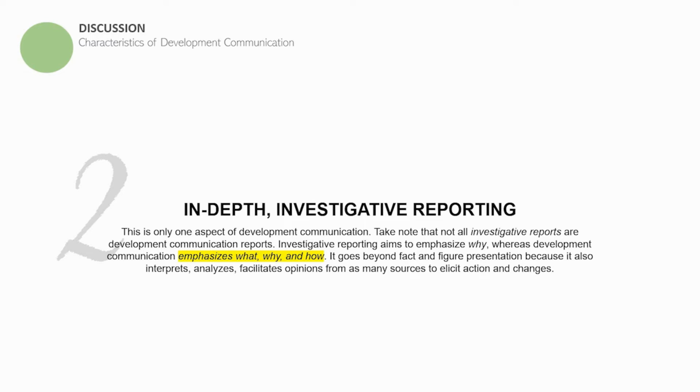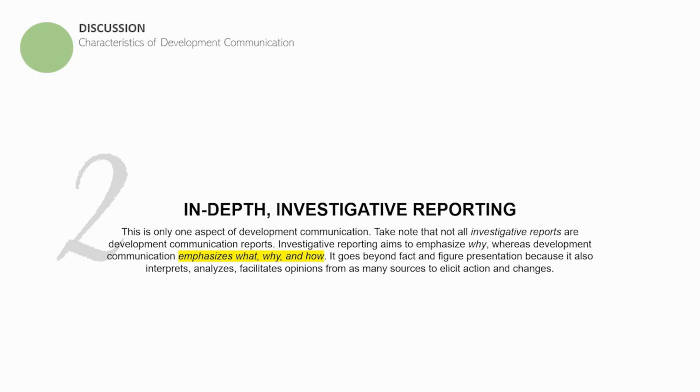O kaya halimbawa, mga iba pang mga stories that only tend to investigate about government funding, kung saan napupunta yung pera ng mga estudyante. I mean, those are not development communication. They are just investigative journalism outputs or articles. Investigative reporting aims to emphasize kasi the why. So, event reporting is what? Investigative journalism naman is why. And those are just two aspects of development communication kasi meron pa dapat how.